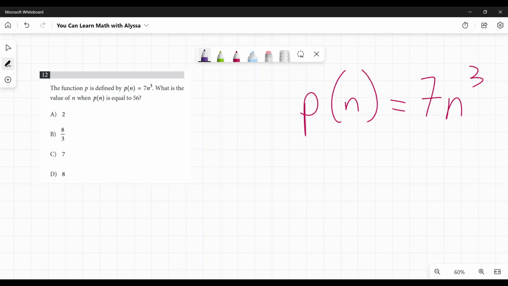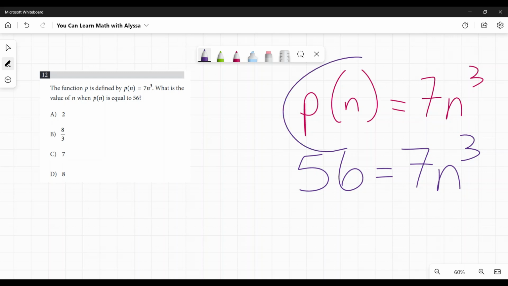But they are saying here, p of n is equal to 56. What is n? So you can just very much straight substitute. When p of n is 56, what is n? That's what they're asking. They're telling you to replace p of n with 56, and then you're going to solve for n. So to solve for n, I need to divide first by 7 to get rid of that 7.